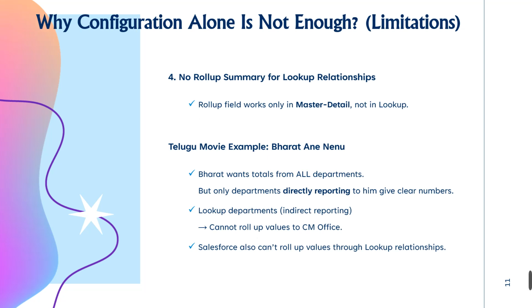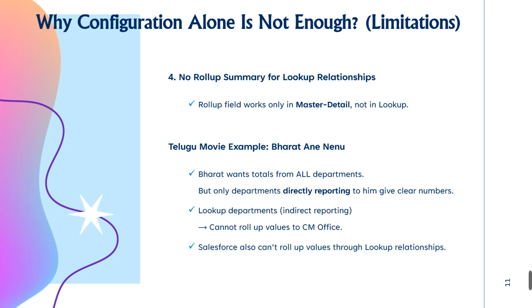Okay. So now we'll see the next limitation. There is no roll-up summary for the lookup relationship. Yes, because this roll-up field works only in master-detail, but not in lookup, right? So this is one of the limitations. To overcome that, we need development. We need custom logic.